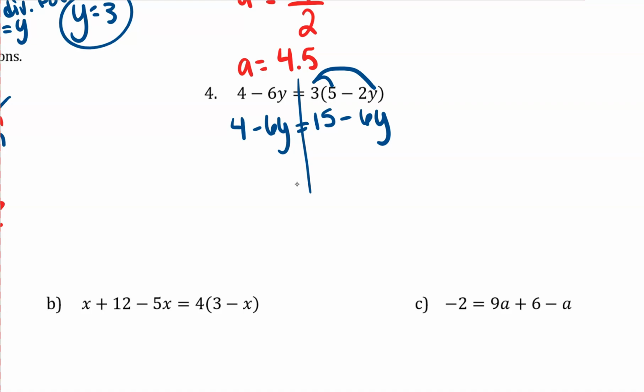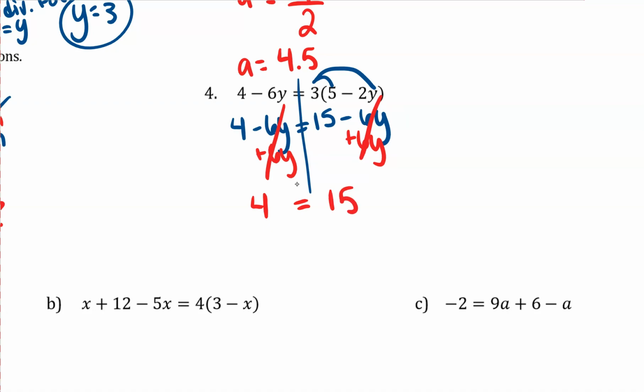After you've simplified left and right, the next step is to get the y's on the same side. It doesn't matter which one you move. I'm just going to add 6y because I know that'll cancel out this one. Whatever I do to one side, I have to do to the other. Which again is interesting. These are both going to cancel. I'm left with 4 equals 15.